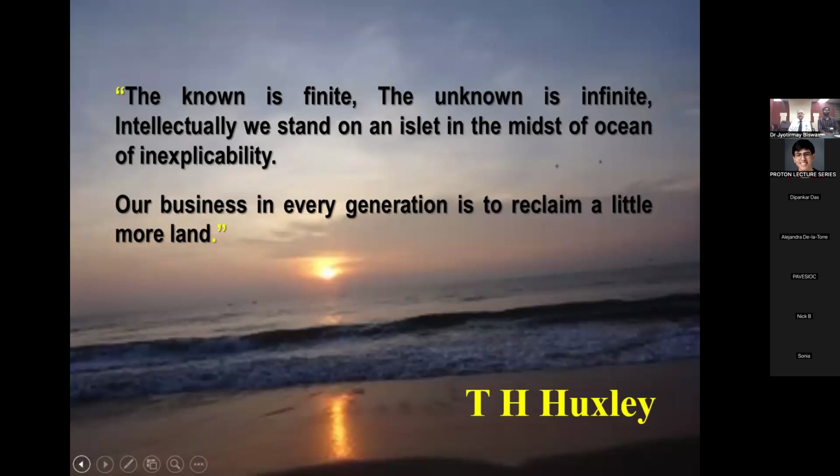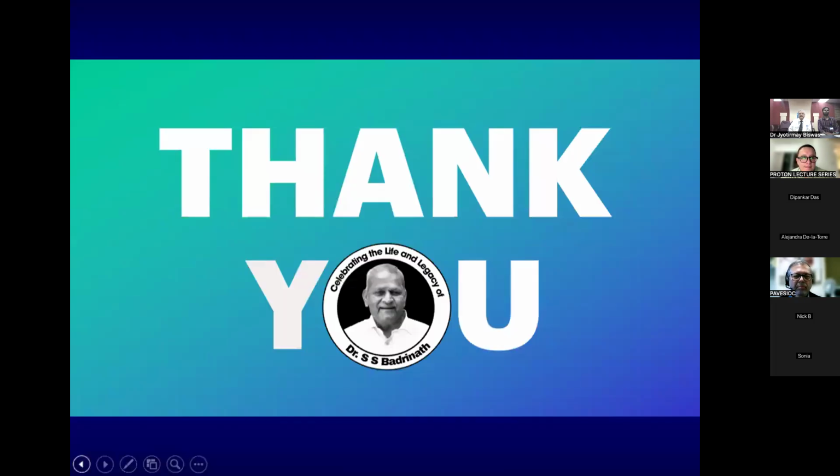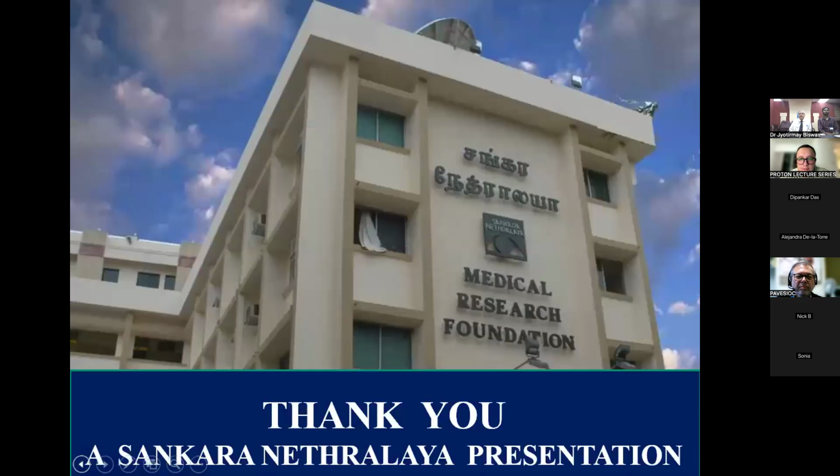Intellectually, we stand on an islet in the midst of the ocean of inexplicability. Our business in every generation is to reclaim a little more land. That's what we are trying to do in the case of Eales disease, which is common in our country, with the research of the last 40 years. This continues the belief and motto of our late founder, Dr. S.S. Badrinath, whose life and legacy we are trying to follow. Thank you very much for your patient hearing.